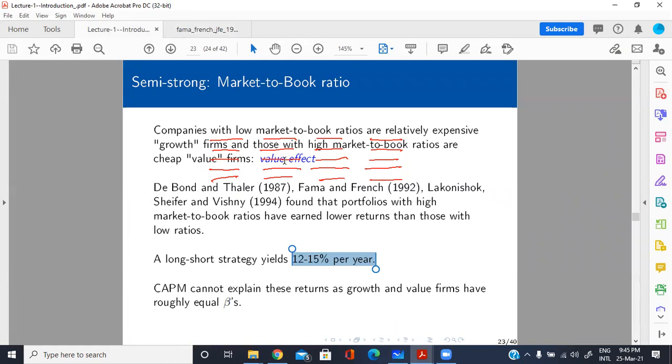But if they do the opposite, what would happen? If they make a long short, their return will be 12 to 15% per year. Okay. And this return, what has been yielding it? Just the differences in the book to market ratio, which cannot be explained by the CAPM. Okay. So that is all for today. We have just seen some evidence for why market efficiency does not work.